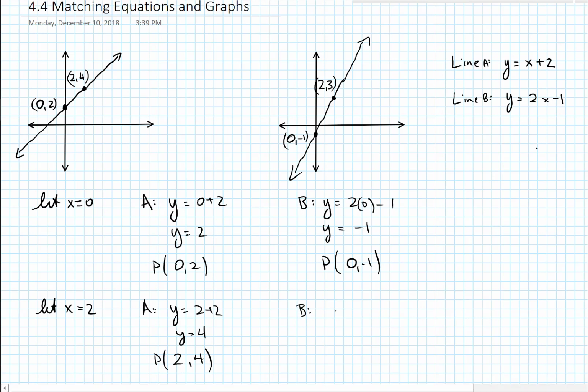Let's see what the same thing would yield for line B. y equals 2 times 2 minus 1, which is 4 minus 1, so y equals 3. So again, on line B, there should be a point at (2, 3), and indeed there is. We've got it labeled already.